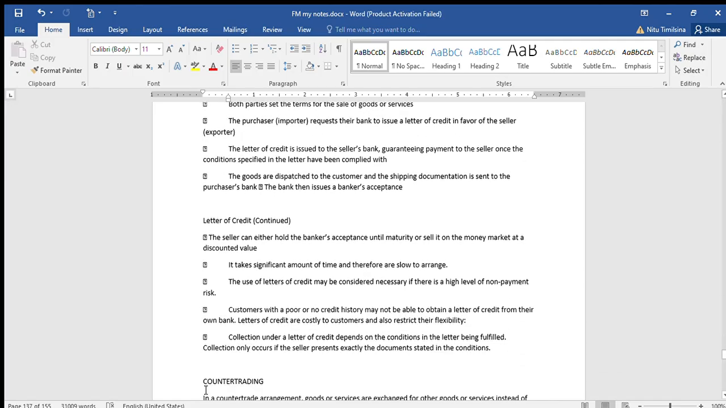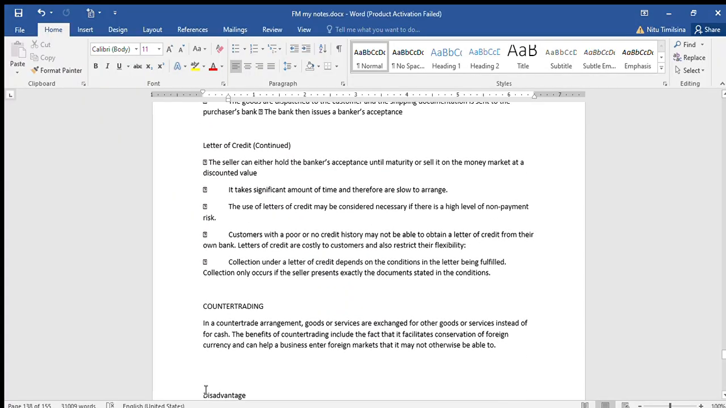Letter of credit continued. The seller can either hold the banker's acceptance until maturity or sell it on the money market at a discount value. It takes a significant amount of time and is therefore slow to arrange. The use of letters of credit may be considered necessary if there is a high level of non-payment risk. A customer with a poor or no credit history may not be able to obtain a letter of credit from their own bank. Letters of credit are costly to customers and also restrict their flexibility.